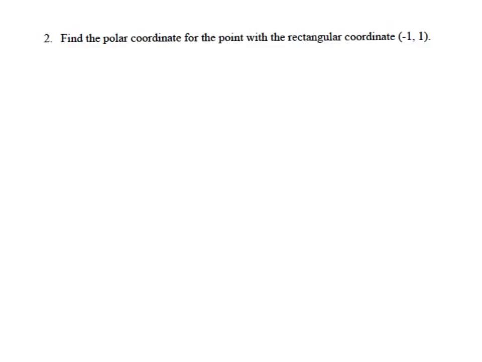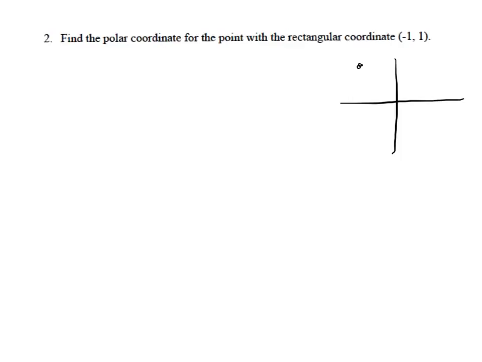Example 2. Find the polar coordinate that has the rectangular coordinates of negative 1, comma 1. Again, I would come up with a picture. Negative 1, comma 1 is going to be somewhere up here. Keep that in mind as we now find the polar coordinates.